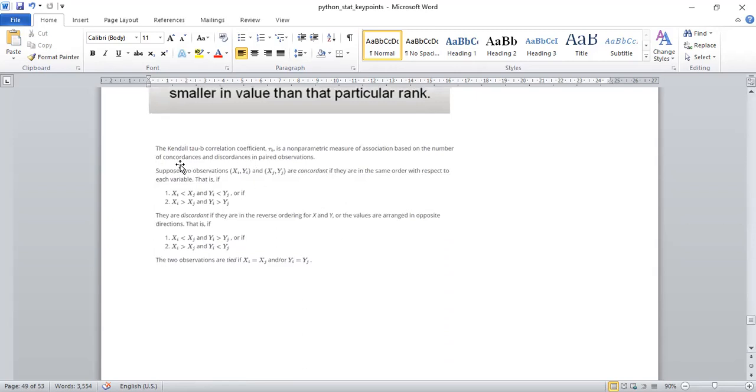Just go through this. Kendall's tau b correlation coefficient is a non-parametric measure of association. It is non-parametric because you cannot estimate any population parameter like mean, median, or mode. Here you have to go for a non-parametric test. It is a measure of association based on the number of concordances and discordances in paired observations.